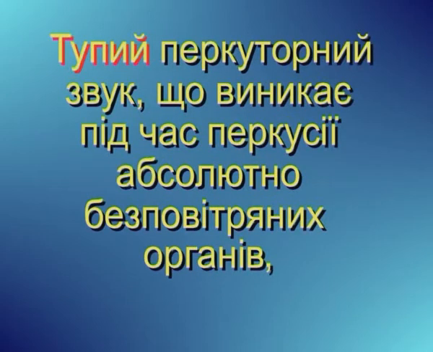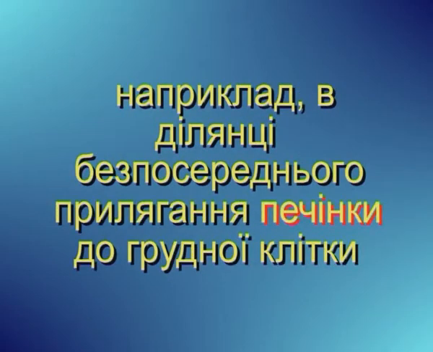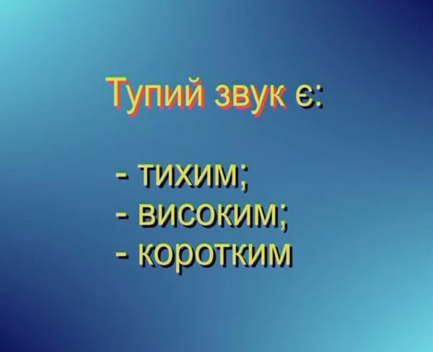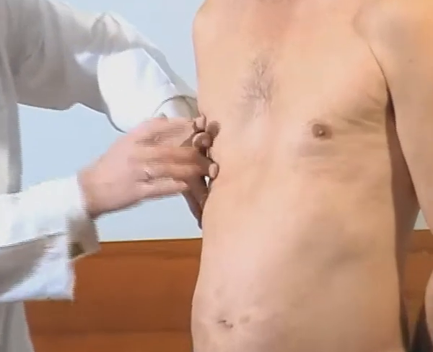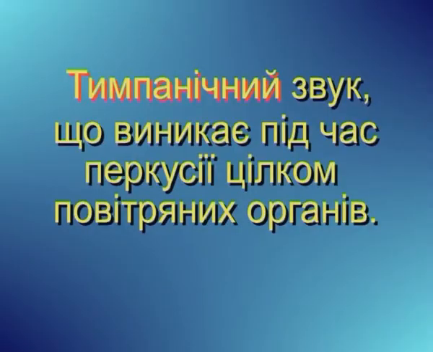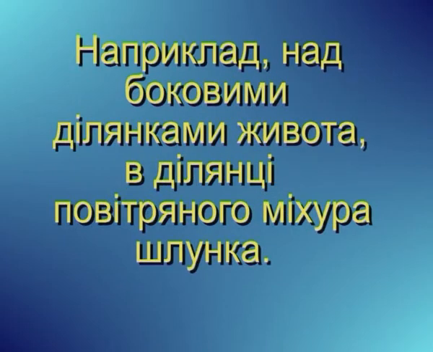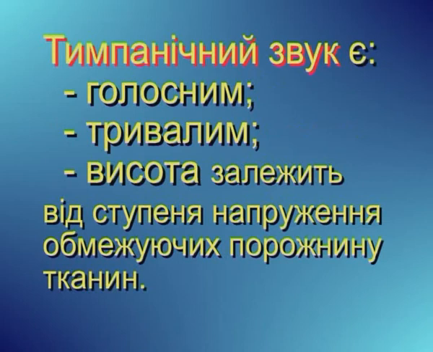Dull percussion tone is produced during the percussion of absolutely airless organs, for example, the liver. This tone is high, short, and thud-like. Tympanic tone is produced during the percussion of hollow organs, for example, on the sides of the abdomen or in hollow areas such as the gastric bubble. Tympanic tone is loud, long, and drum-like. Its pitch depends on the degree of tension of the surrounding organs and cavity-limiting organs.